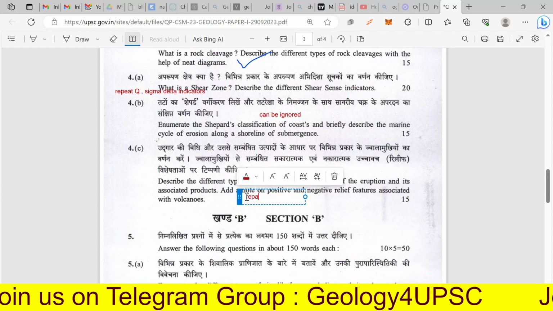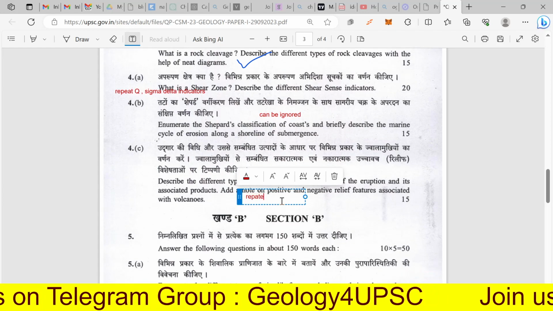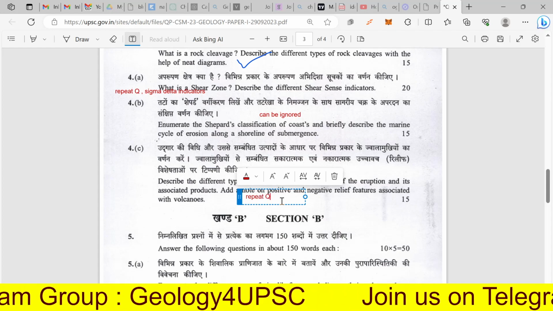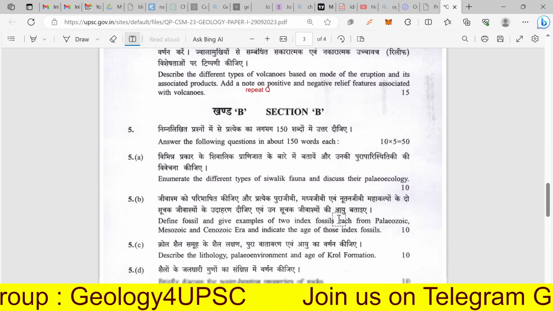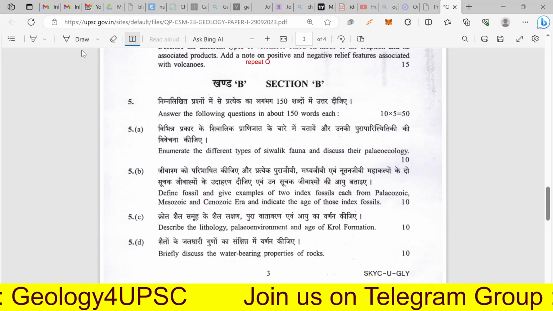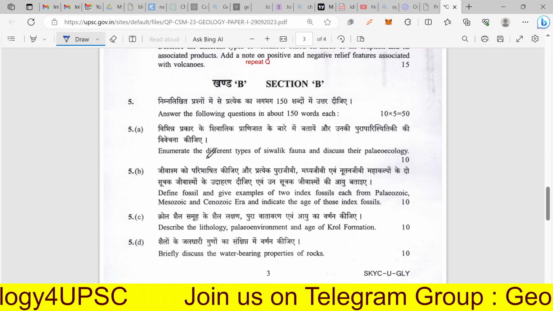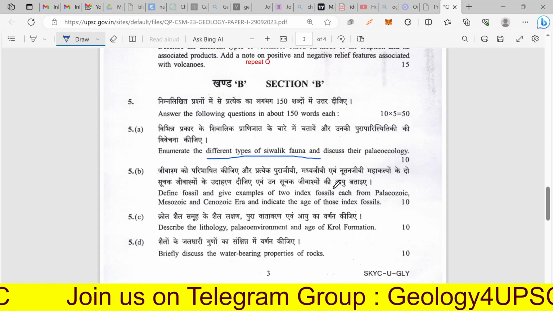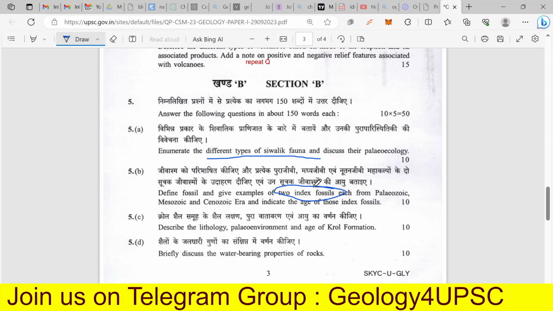Coming to section B, the fifth question is about the Shivaliks. It is also quite in PIQ terms. And 5B, it is about the fossils and the index fossils. So index fossil has also come. They have asked it very specifically this year, about naming too many index fossils for it.